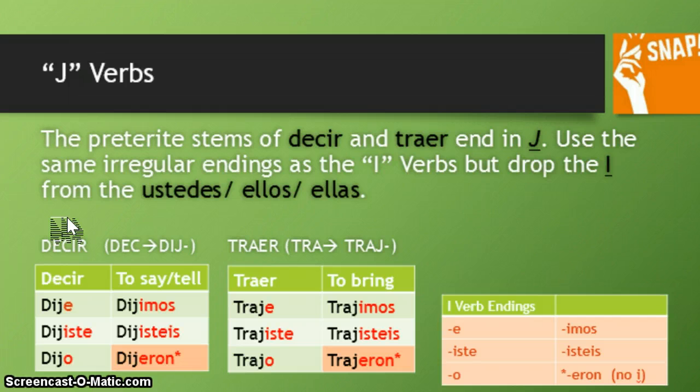Traer will work very similarly. Instead of TRA, I need to add the J. So it becomes traj. Adding my endings, yo traje, tú trajiste, ella trajo, nosotros trajimos, vosotros trajisteis, and no I on our final ending, so it becomes ellos trajeron. Qué fácil.